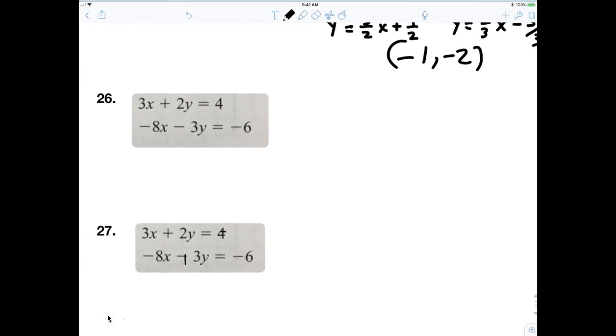First and foremost, for number 26, I would want you to write 2y equals 4 minus 3x. Notice I'm using my calculator, so I don't care where the x goes. I'm just moving it over. Then I have to divide by 2, right? So now I'm going to write y equals (4 minus 3x) divided by 2. That's how it should be going into your calculator as y1.